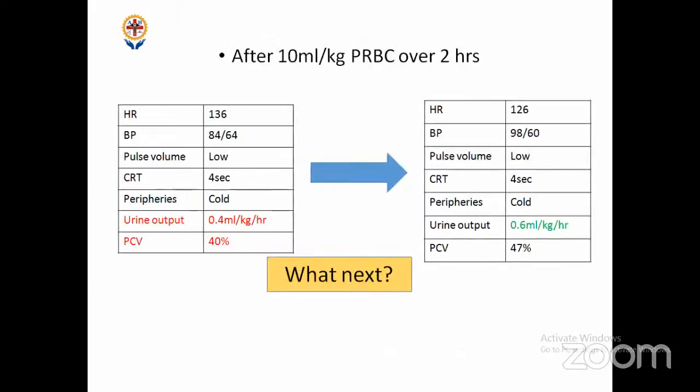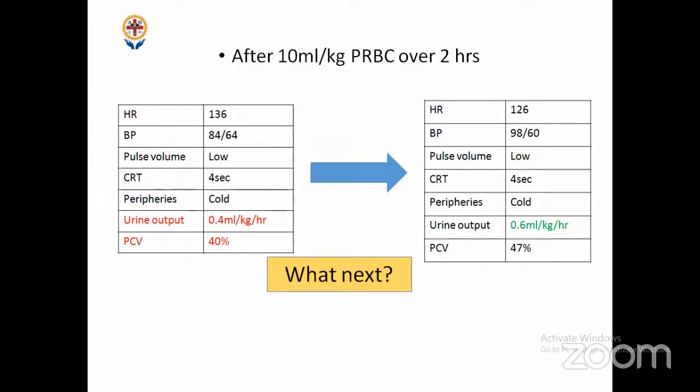So these are the vitals after 10 ml per kg PRBC transfusion over 2 hours. The vitals are improved, your urine output is improved, your PCV is improved. What do you have to do next? Given 10 ml per kg PRBC, child improved. What do you want to do next? You want to continue blood or you want to switch over to something?